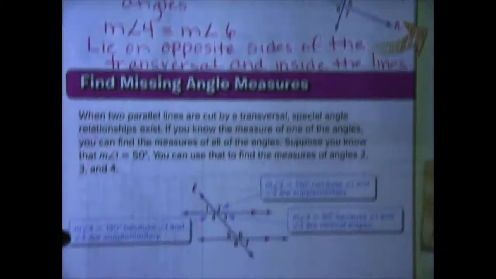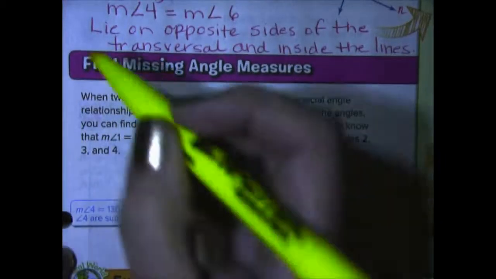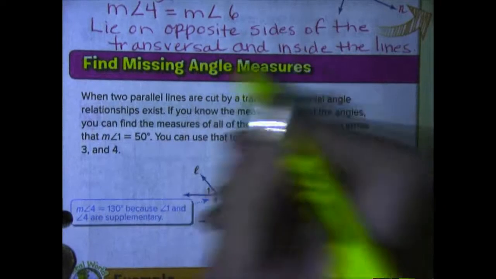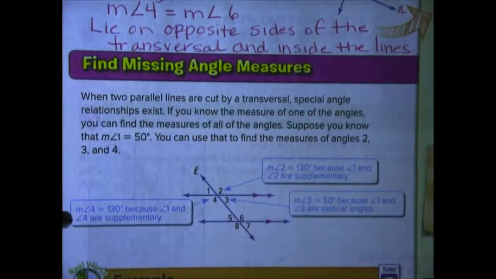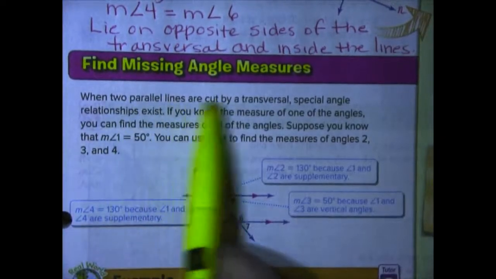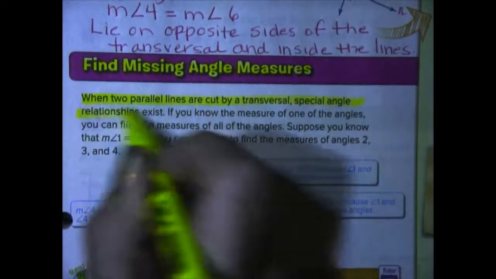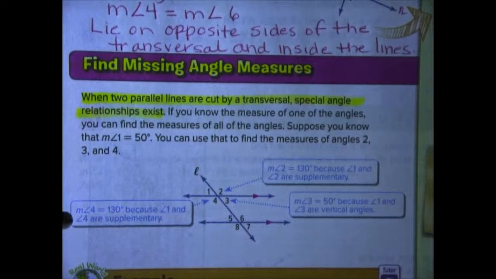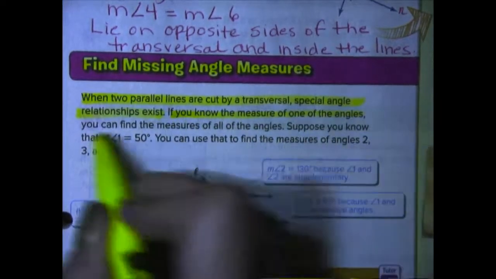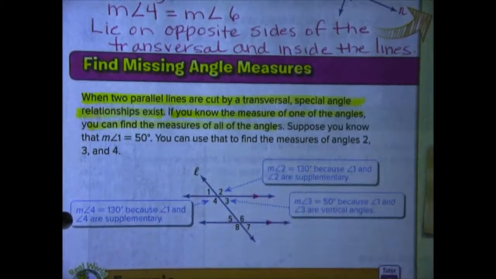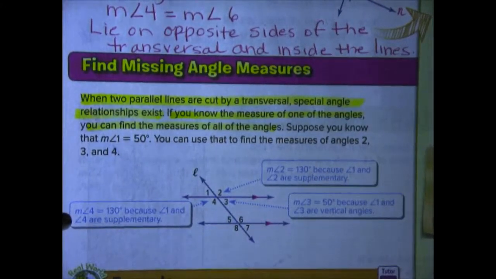All right, let's take a look at the next section where it says find missing angle measures. This is not difficult, but you have to know these angle relationships in order to do it. So when two parallel lines are cut by a transversal, special angle relationships exist. We've already talked about that. We've talked about alternate interior, alternate exterior, corresponding. We also know about supplementary and vertical angles from our discussions before we started this section. If you know the measure of one of the angles, you can find the measure of all of the angles. So suppose you know that the measure of angle 1 is 50 degrees. You can use that to find the measures of angles 2, 3, and 4.